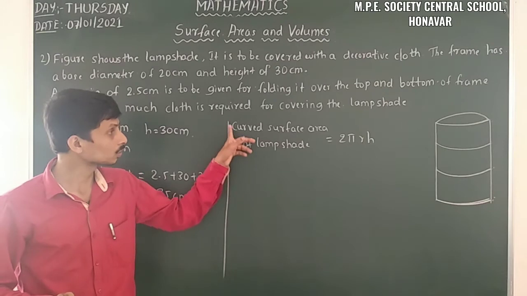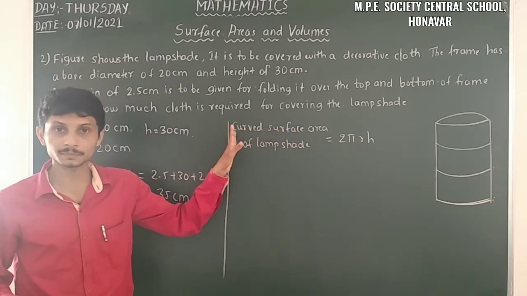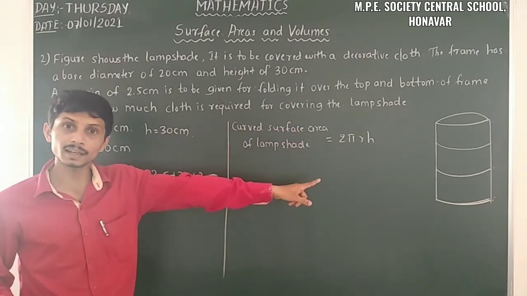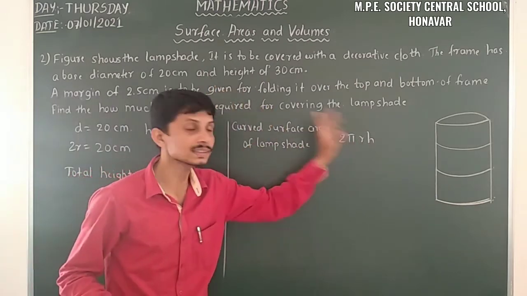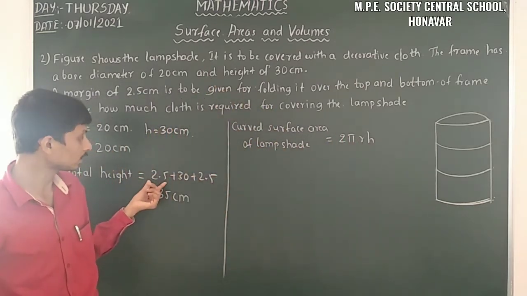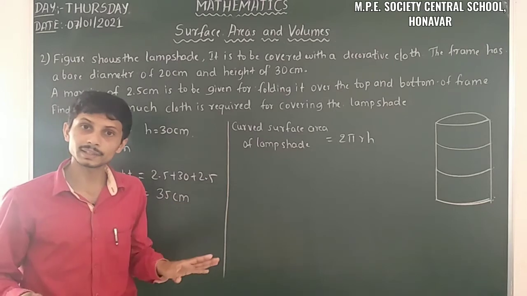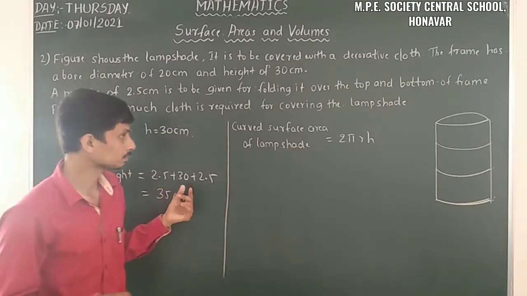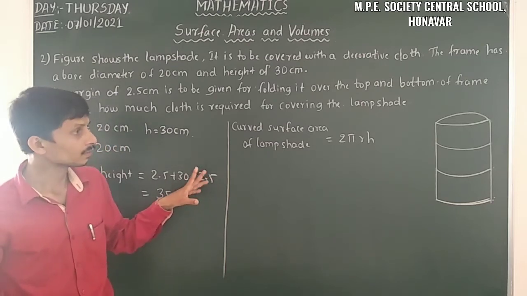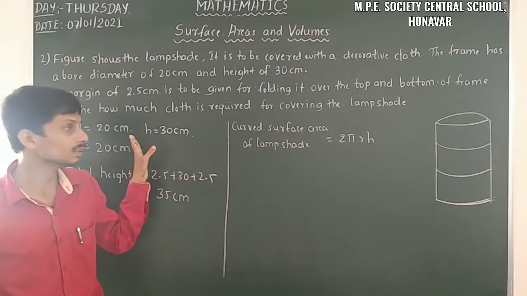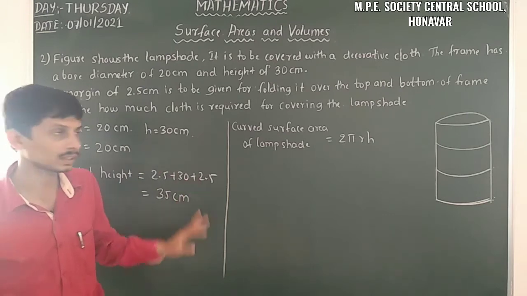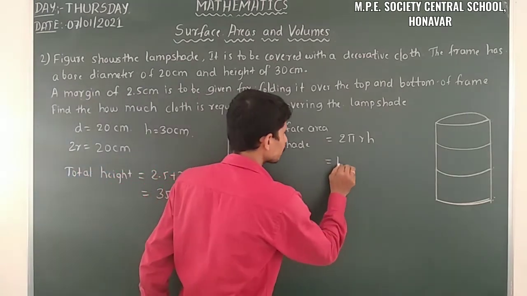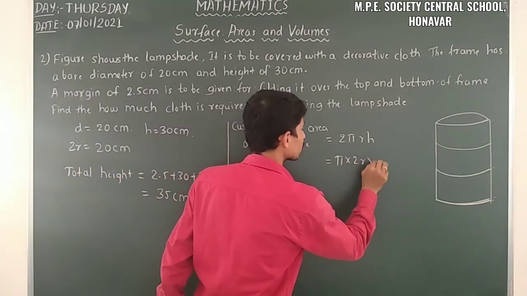So mainly we have to find out the curved surface area. In this height only, the 2.5 and 2.5 are covered, so there is no need of finding that area here. So here we use the other terms, the radius, that is pi into 2r into h.